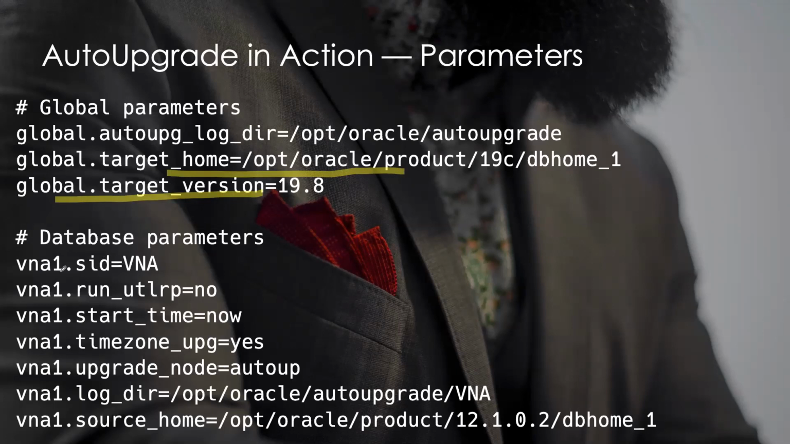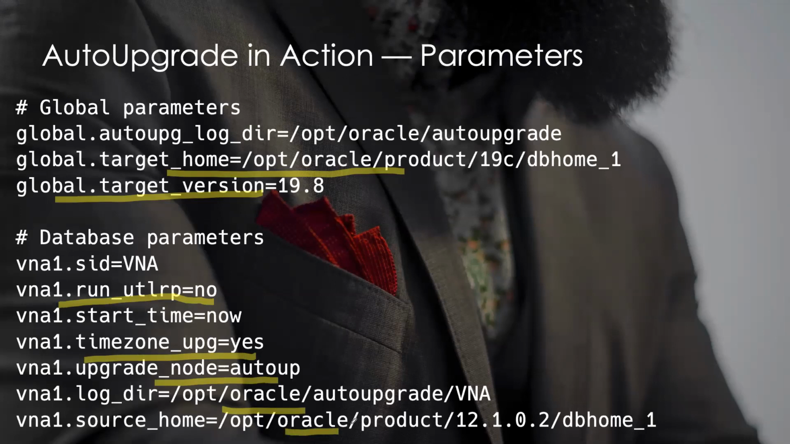Down here, I have some local parameters, and I'm going to tell AutoUpgrade that I do not want it to run utlrp to do recompilation on objects. Maybe I've already taken care of that as one of my own personal pre-checks. utlrp takes a fair amount of time, a few minutes usually to run in an environment. Maybe I want to cut that out. I've already taken care of that. I'm also telling it that I want to run the time zone upgrade. I'm telling it the name of the node that I want, my log directory and my source home and so forth.